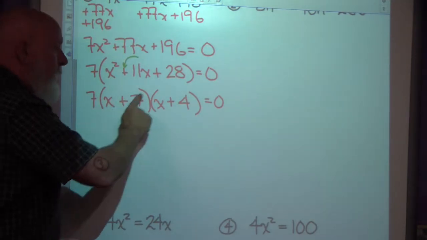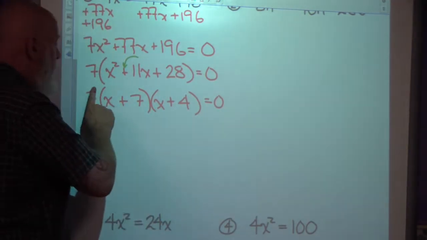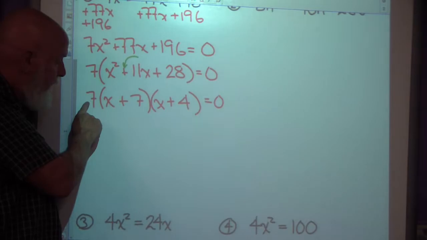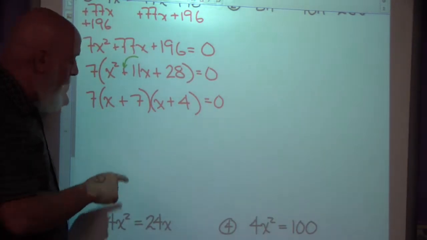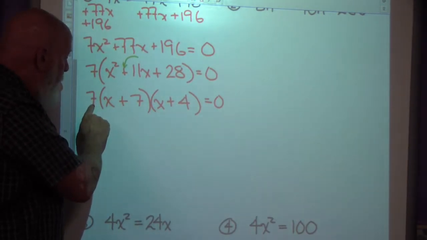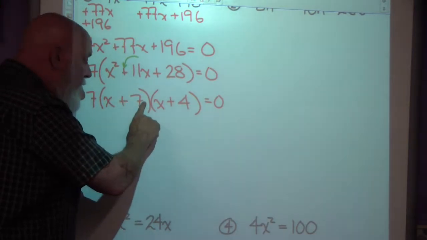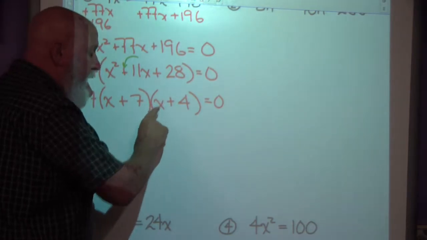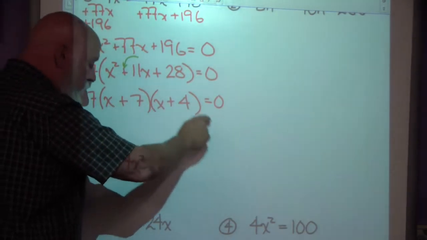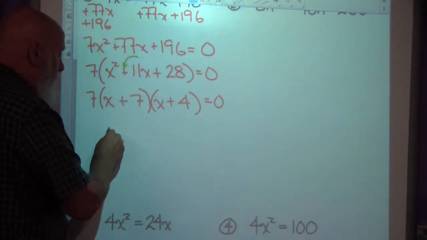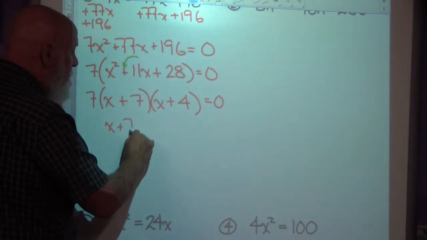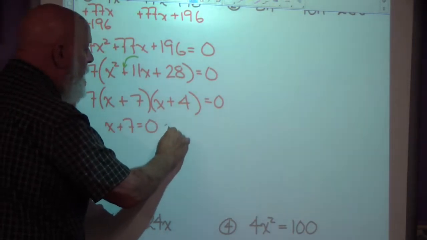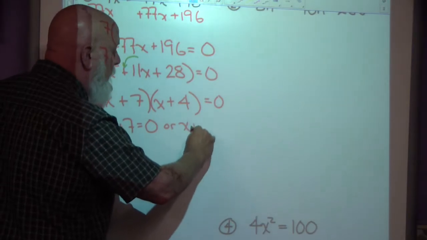If this times this times this is 0, then either this is 0, and it never will be, it's just a 7. There's no variable in it. So 7 is a constant, it will never equal 0. But this could equal 0 if x is negative 7, and this could equal 0 if x is negative 4. So I'm going to make those two statements. x plus 7 could be 0, or x plus 4 could be 0.